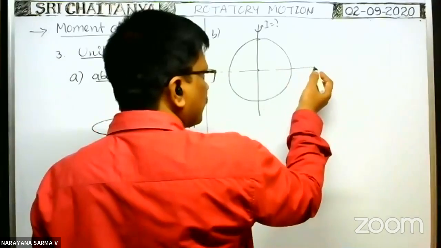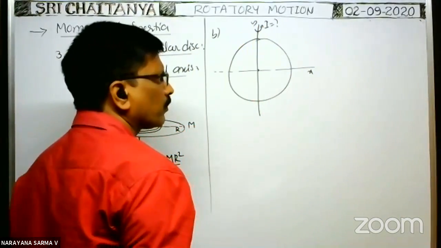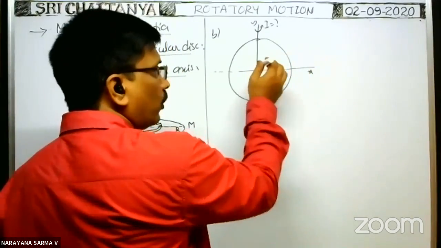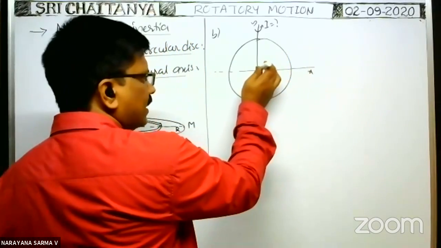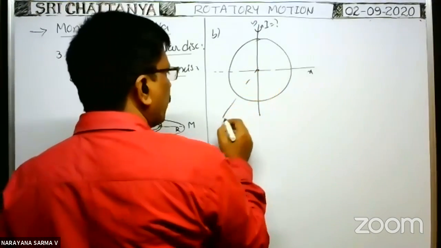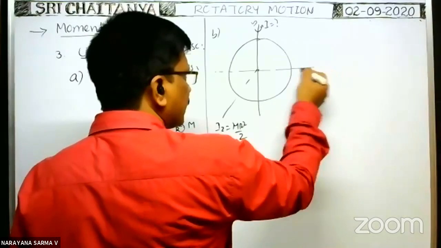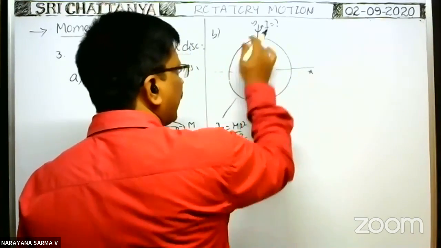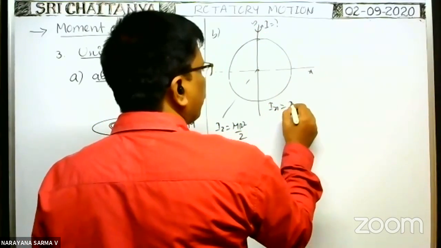This is the diametric axis. Suppose this is the x-axis and this is the y-axis. These two are the diametric axes only. About the z-axis we know the moment of inertia, because the z-axis acts as the natural axis here. That's why about the z-axis the moment of inertia Iz is equal to mr square by 2. About the diametric axes of the disk, what is the moment of inertia? As these are the diametric axes, about these two axes the moment of inertia is the same.